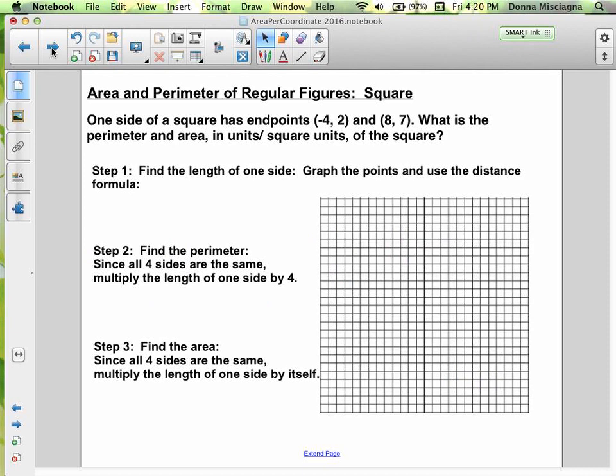Area and perimeter of regular figures, the square. So one side of a square has endpoints (-4, 2) and (8, 7). Let's graph that. 1, 2, 3, 4, 5, 6, 7. Right there. And we'll connect those points. To me it helps us visualize the square a little bit better. So the other 2 points are either somewhere up here or somewhere down here. And this actually wouldn't be that difficult to calculate out using slope.